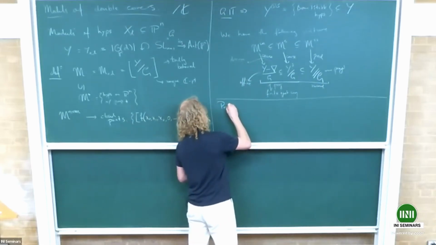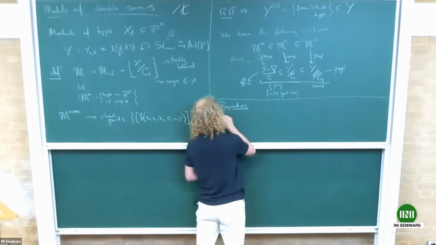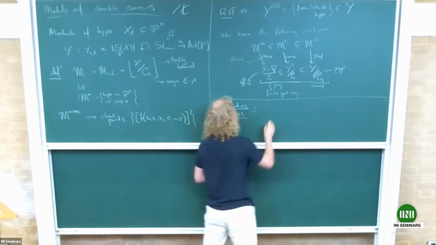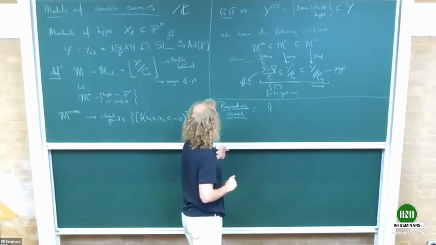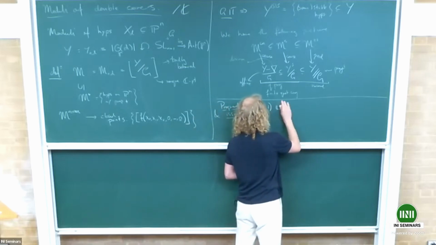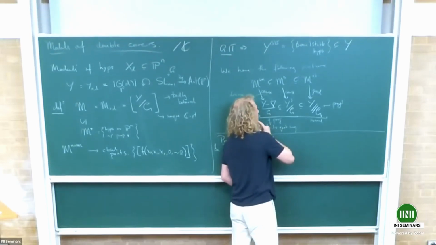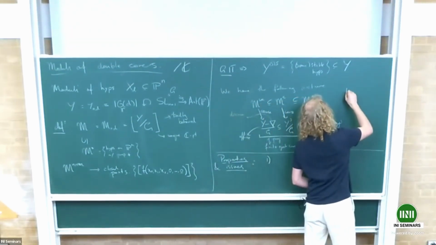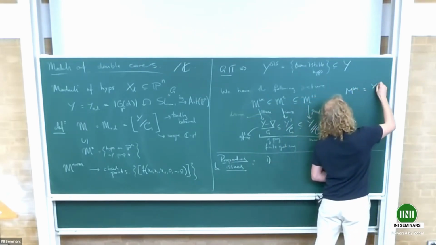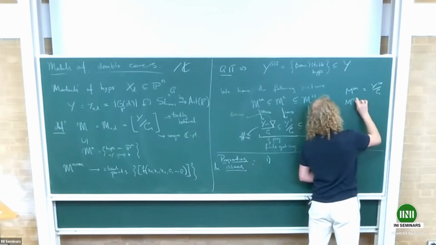So, properties and issues. The first is that, in this case, again, let's take the notation. I want to give these moduli spaces names, the coarse moduli spaces names.